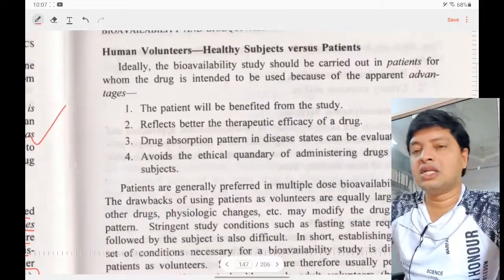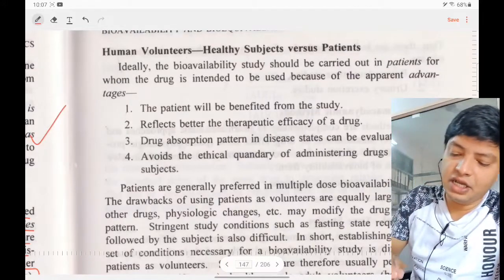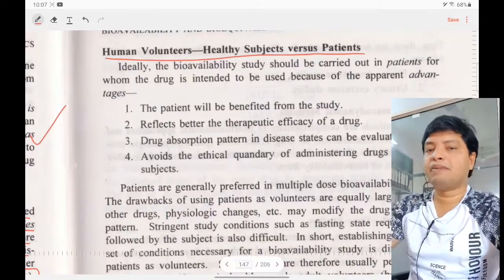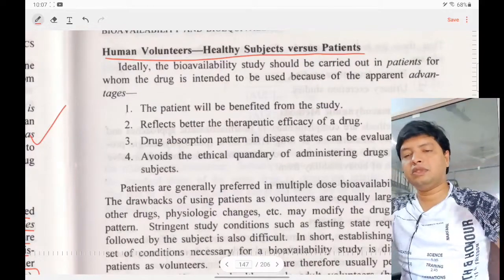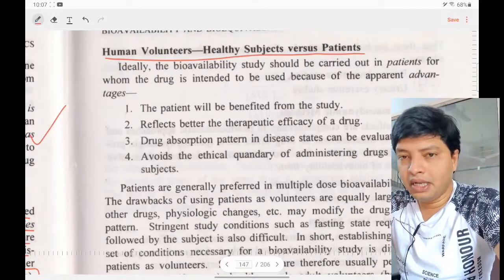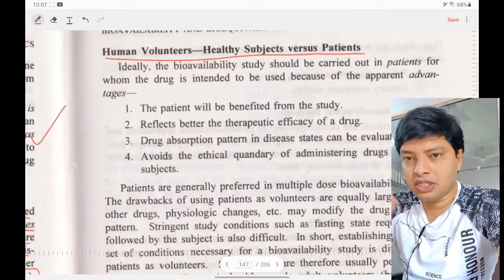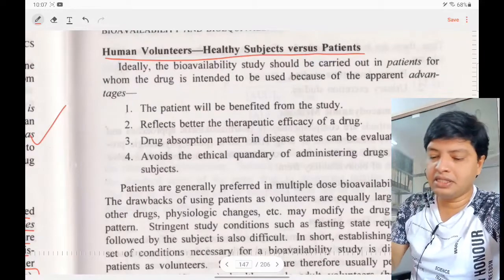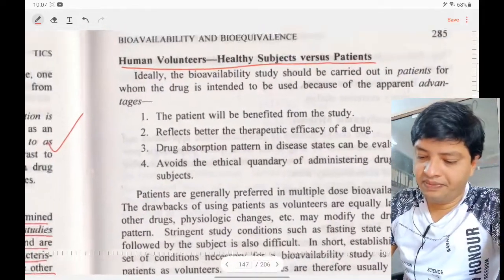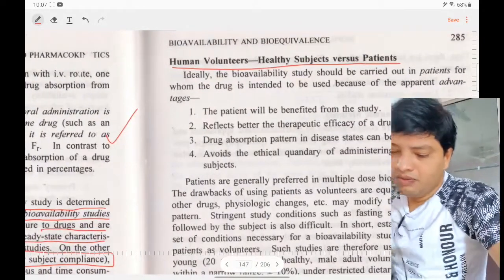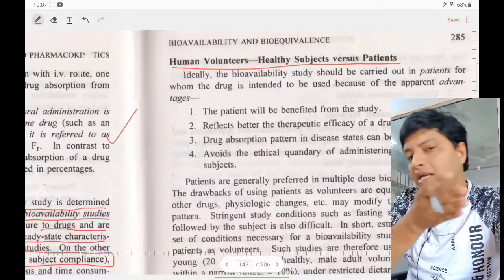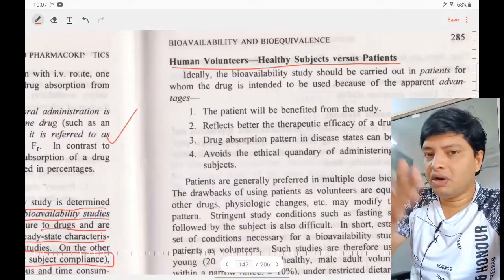Then other considerations for the study design are human volunteers: healthy subjects versus patients. In the study design, the first part is absolute bioavailability and relative bioavailability. The second part is single dose study and multiple dose study. The third part is human volunteers, which we classify as healthy volunteers and patients.